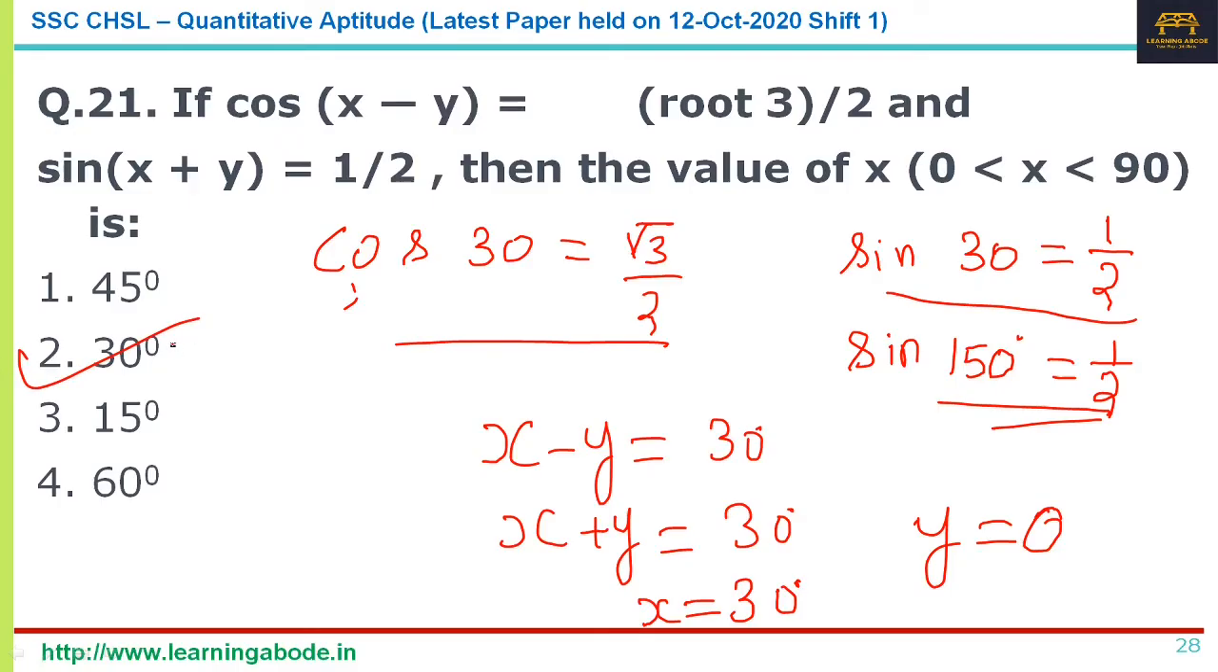I'm not getting into the different complicated formulas and all that. I'm just making it simple. Sin 150 being half is not possible because the value has to be less than 90. So x plus y being 150 is not possible. So x plus y can only be 30 and x minus y can also only be 30. Because of the given constraint, the answer is 30 degrees here.